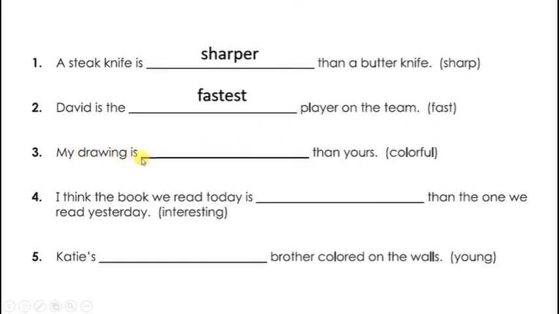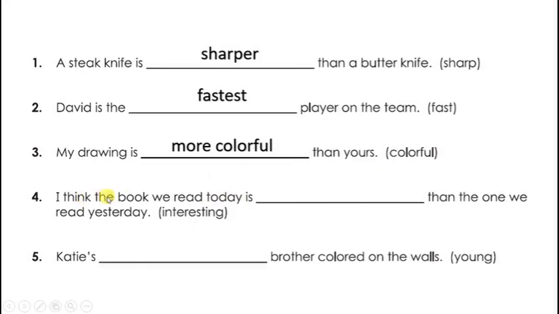My drawing is colorful than yours. Yes, it is not a short adjective, guys, so my drawing is more colorful than yours. So I add more to the adjective because it's comparative here. I think the book we read today is interesting. So guys, is interesting a short adjective or a long adjective? One syllable, two syllables, three or more syllables? Yes, it's a long adjective. So in comparative, we add more. So I say more interesting than. In superlative, I say the most interesting.